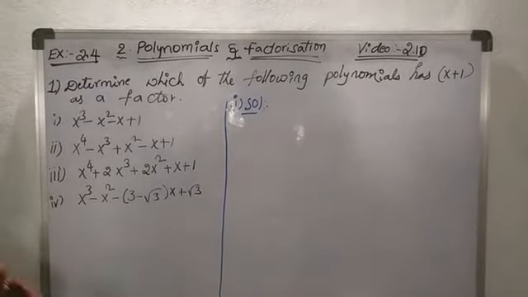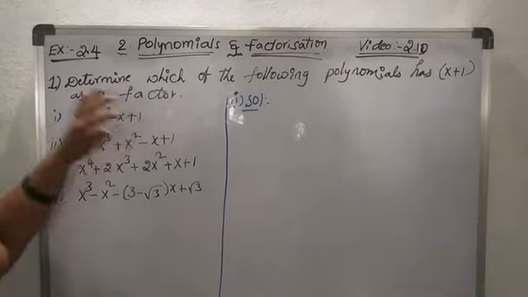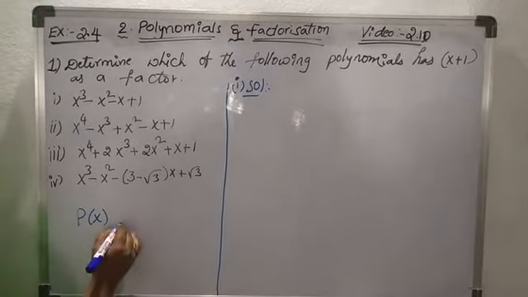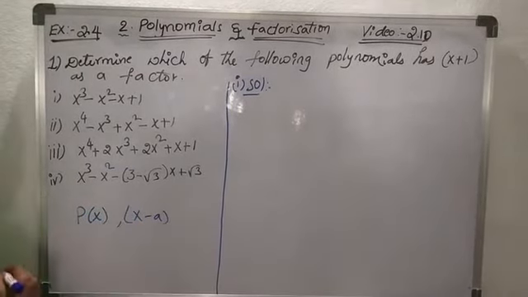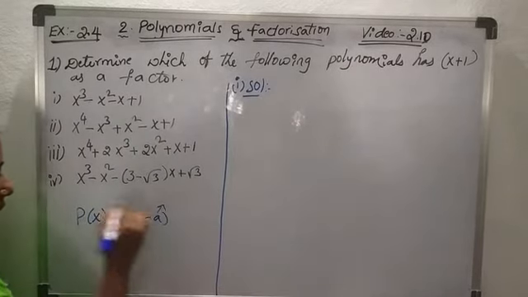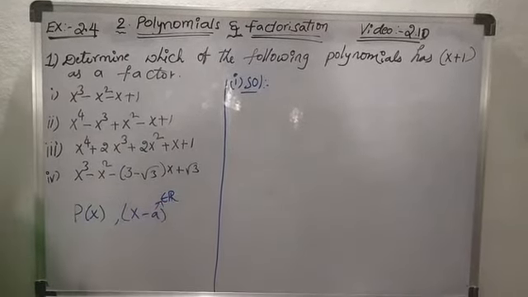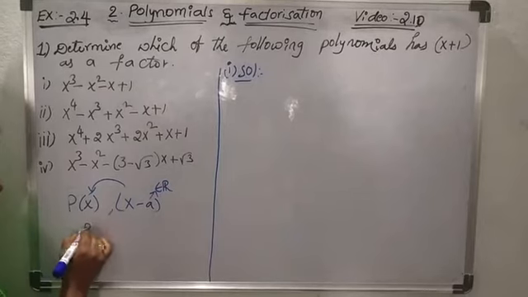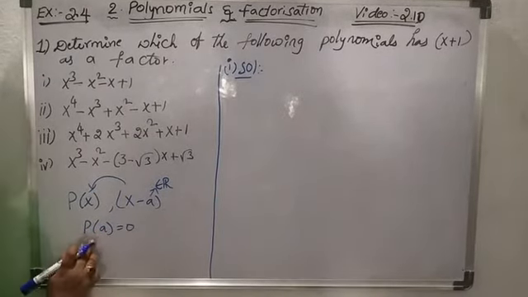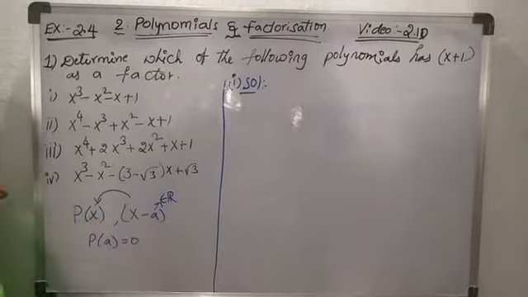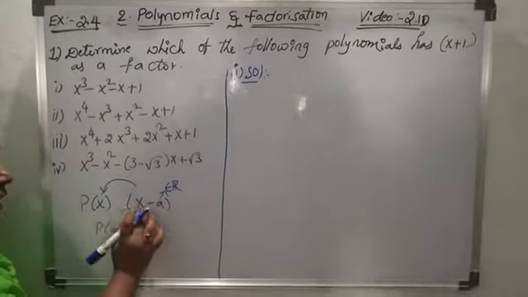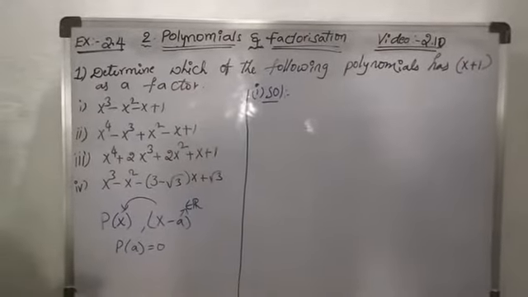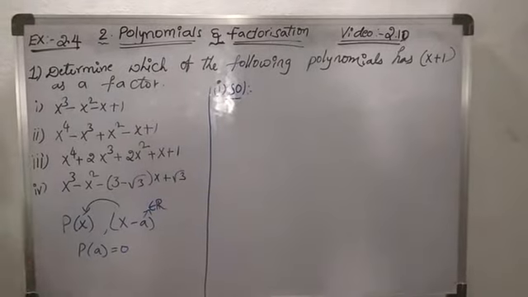In the previous class we learned what the factor theorem is. Factor theorem: if p of x is any polynomial and x minus a is a linear polynomial, where a is any real number, then x minus a is a factor of p of x when p of a is equal to 0. If p of a is equal to 0, then x minus a is a factor, and conversely. So for that condition we have to solve these 4 problems.